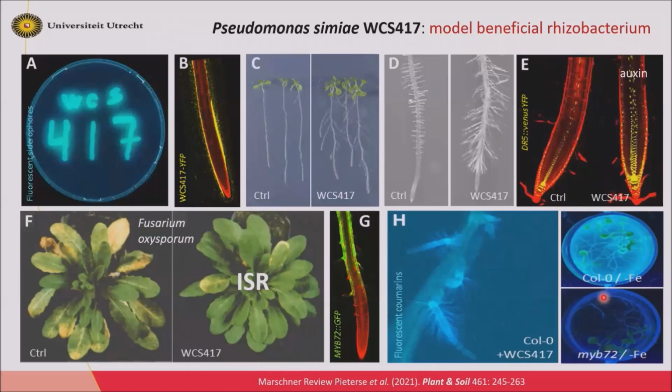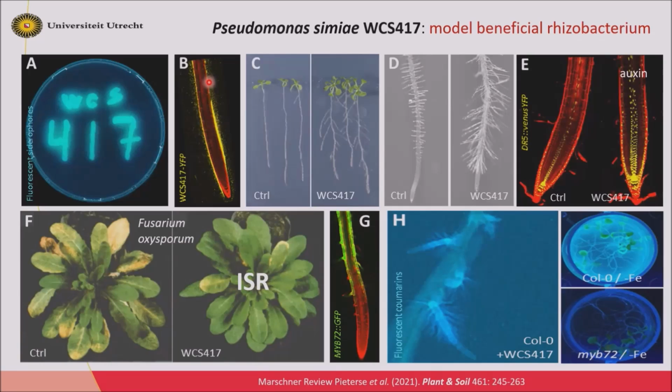Well, in order to study all this in detail, we use a model bacterium in the lab, called Pseudomonas simiae WCS417. This is a model beneficial rhizobacterium. Here it's growing on the plate, as you can see. Here you see it colonizing the root of an Arabidopsis plant, and in yellow you see the YFP-labeled WCS417 bacteria.